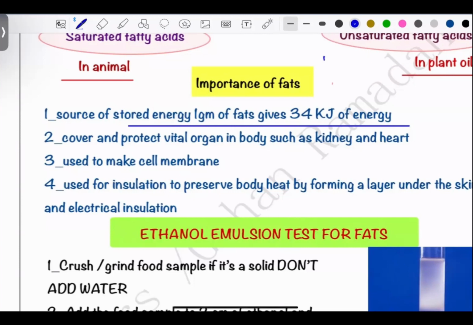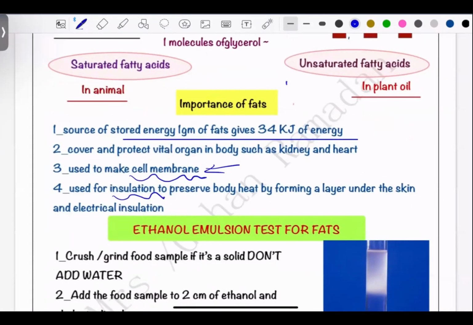Okay. What is its function? Another importance: it covers and protects vital organs in your body like the kidney and the heart. And it is used, as you know before, this is previous information, in the making of cell membrane. Yes, and it is used for insulation to preserve body heat, forming a layer under the skin, and this acts as insulation to keep your body warm.